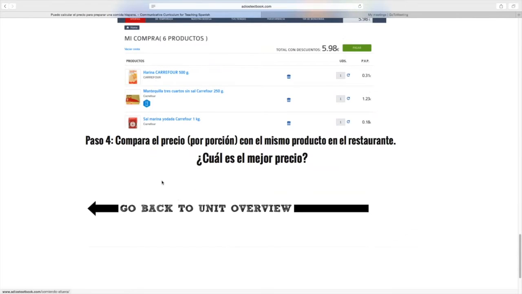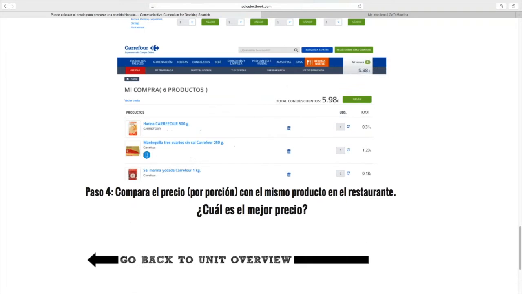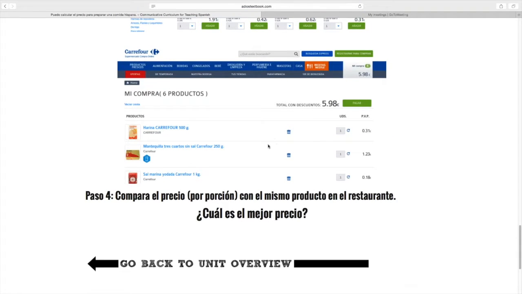So the next step is now compare the price per serving with the same product in the restaurant. So maybe I would go back to that restaurant from yesterday and look up how much did pineapple empanadas cost and how much are they per serving and how much did mine end up costing per serving, and compare what's the best price. Now this is where students may need a little bit of a language lesson, and they may need to write down a formula for a simple equation to say blank is more expensive than blank.